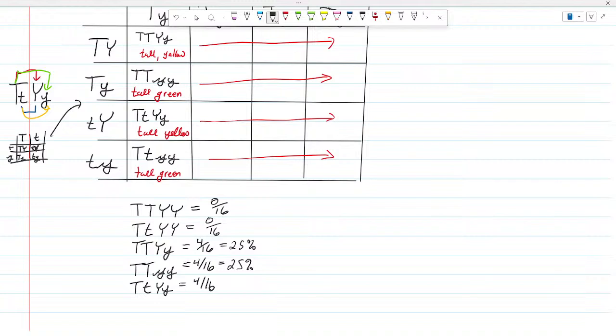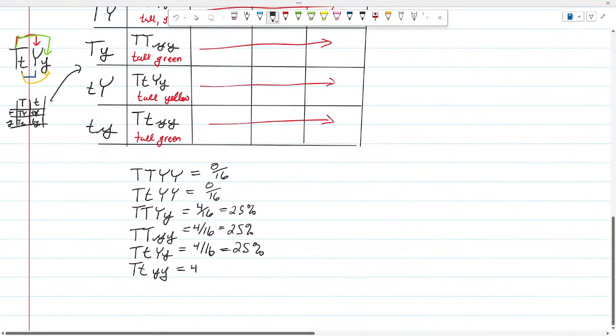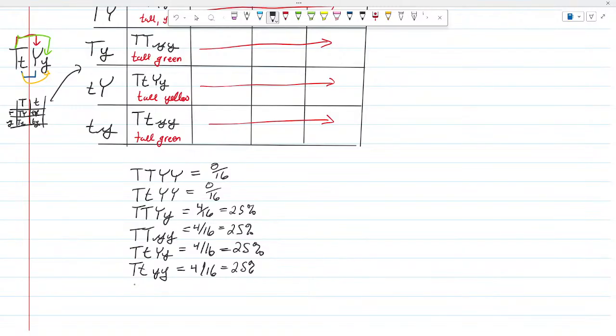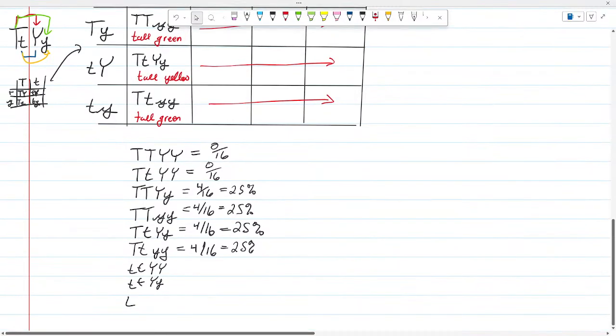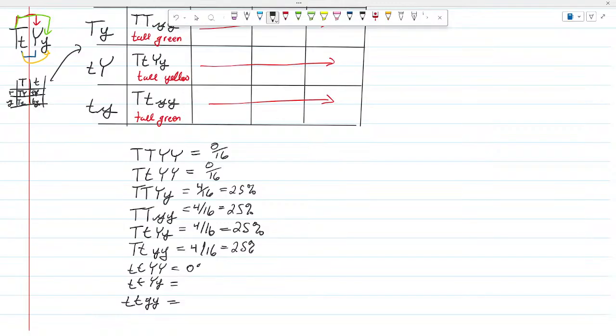4 out of 16, right? Which is 25%. And then you could be big T, little y, and that would be 4 out of 16, which is 25%. And then the double little t's will all be 0, right? We don't have any of those. But those would be all the possible genotypic frequencies, and you can see we only have these 4, right?